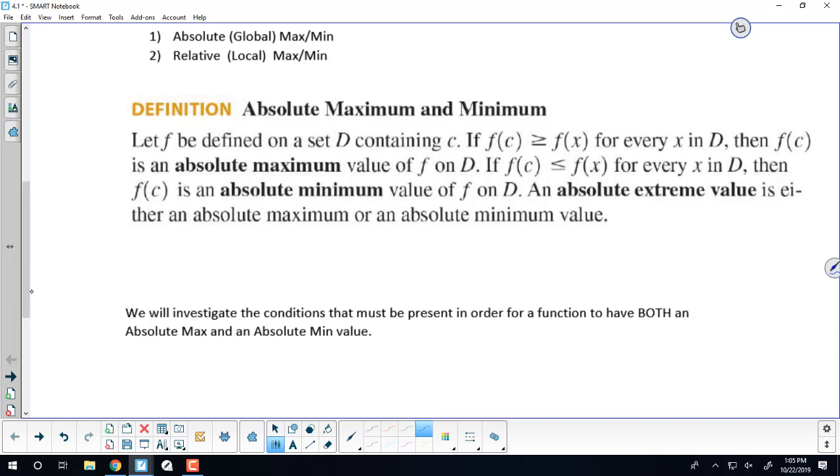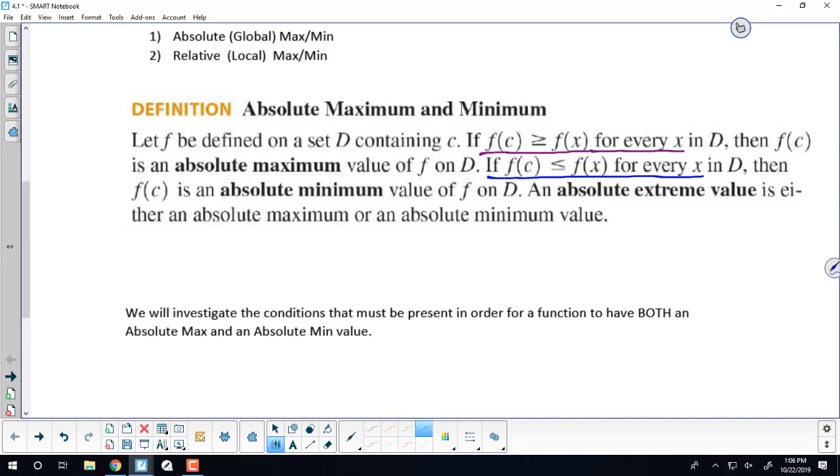So that's kind of stipulated here. If the function value at c, some x value, is larger than f of x for all other x's, then we have an absolute max. If the function evaluated at c, or the y value rather, is smaller than every other f of x value, then we've got an absolute minimum. Okay, and then here they say the absolute extreme value is either the absolute maximum or the absolute minimum.